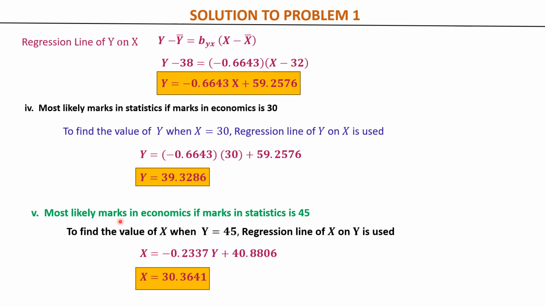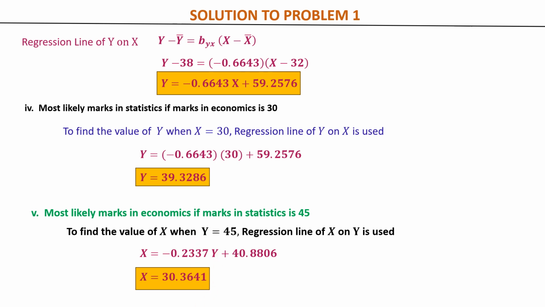In the same way, if I want to find the most likely marks in economics, which we have called x, if marks in statistics, that is y, is given to be 45, then in order to find x when y is 45, we use the regression line of x on y. So we have framed the equation just prior in the previous slide, and in that I replace y by 45 and simplify, I get the corresponding value of x.